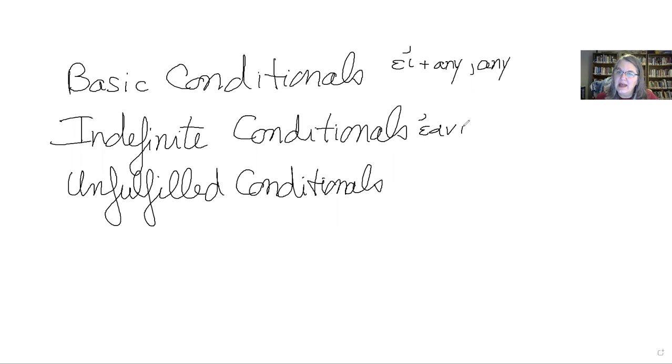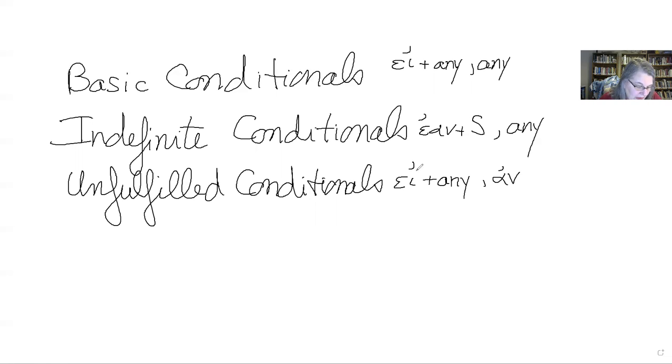So this is ean with the subjunctive. And again, because the subjunctive looks the same sometimes as, for example, the future, when you see an ean and you have a verb that can be parsed in 2 different ways, you're going to be looking for a subjunctive. So you're going to take that verb as subjunctive. And then here we get any. And then the unfulfilled conditionals, it starts out just like a basic conditional, ei plus any, but then it has that an in the then clause.